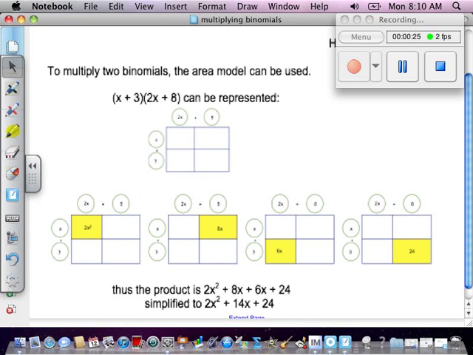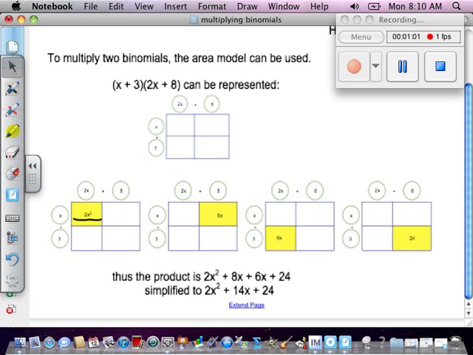So all you're going to do is make a 4x4 box. And you have these circles on the outside. You've got x and 3, 2x and 8. So simply, it shows right here, you multiply these two together and you get 2x squared. And then when you multiply, see how it goes. You multiply the one in the row, the one in the column, and we get 8x. We multiply 2x and 3 and we get 6x. We multiply 8 and 3 and we get 24.